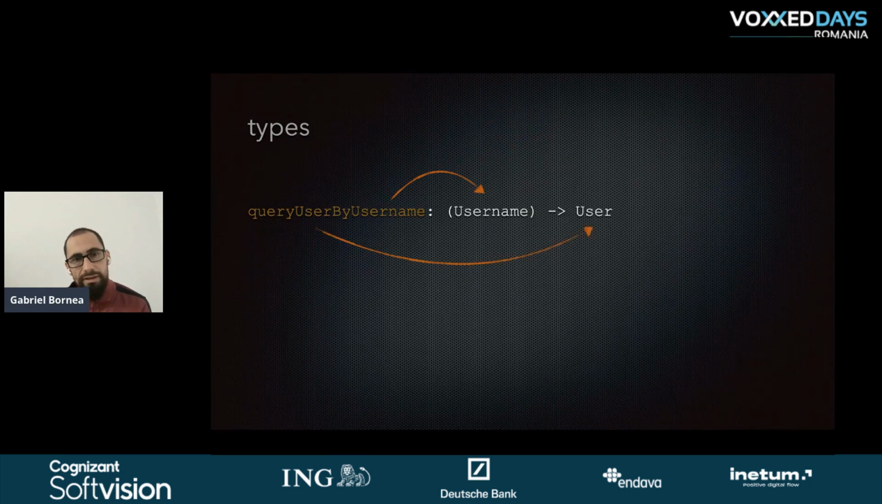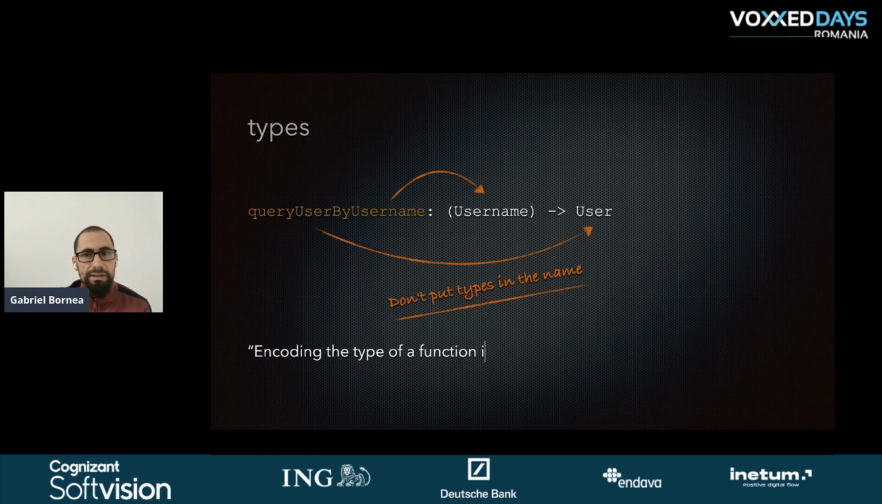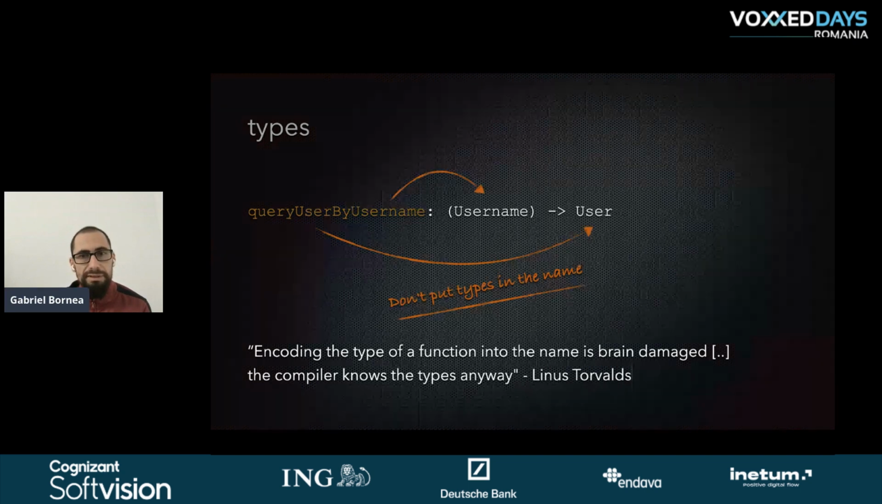So what I'm trying to say here is to try to avoid this whenever you can. Of course, this is not always possible. It's not a universal solution, but don't try to put types in the name, because we know the types, we see the types, and also the compiler knows and sees the types. And maybe a good name for this function would be query instead of query user by username, because the rest is deduced from the signature of the function.